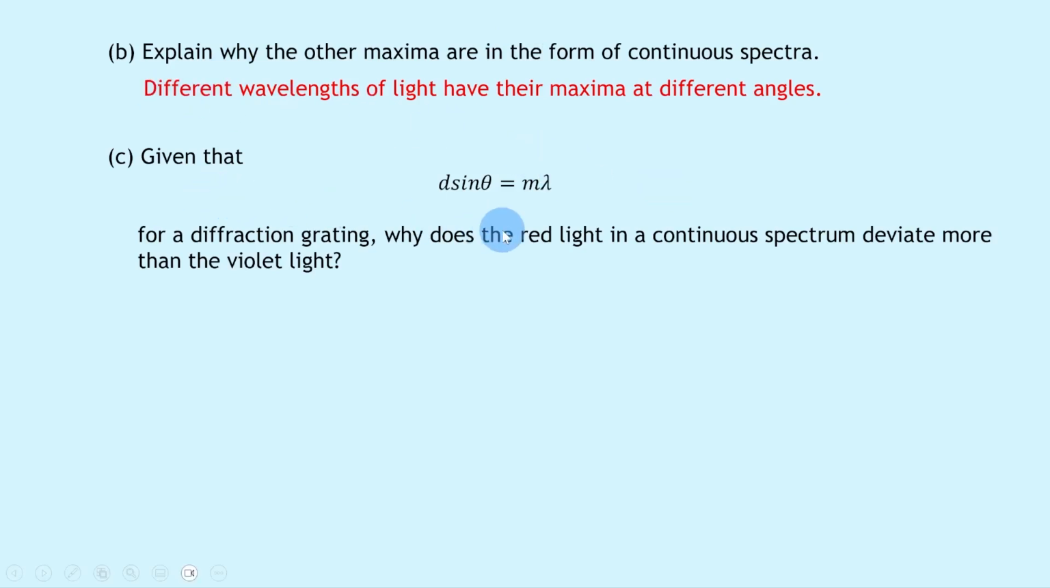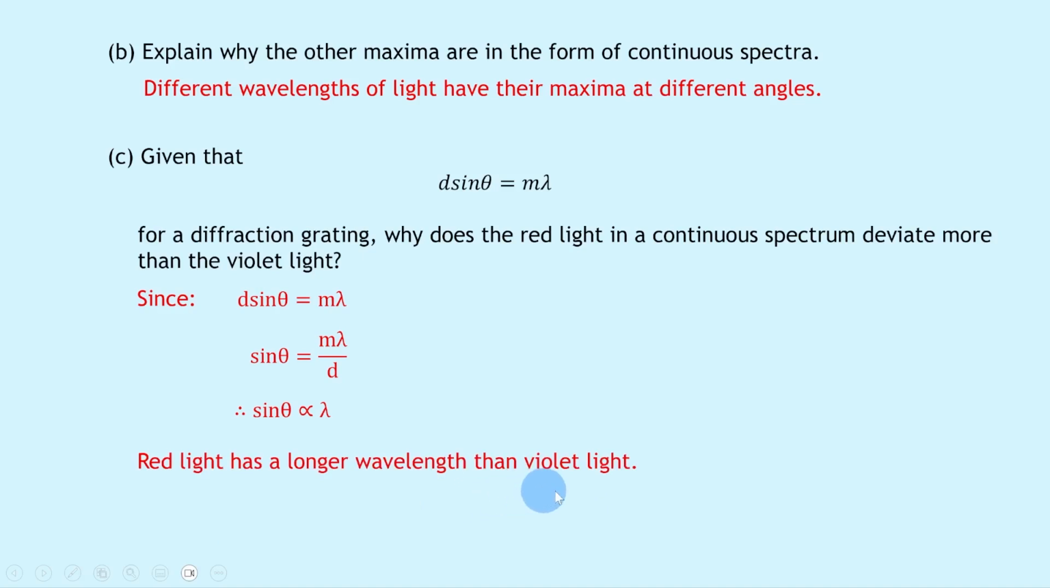Part C says given that d sin θ = mλ for a diffraction grating, why does the red light in the continuous spectrum deviate more than the violet light? Well, we can say that since d sin θ = mλ, rearranging for sin θ, we can divide both sides by d to get sin θ = mλ/d, and then we can see how sin θ and wavelength are related. So we can say, therefore, that sin θ is directly proportional to the wavelength since it's on the numerator of this fraction. And just like we said in question 2 there, red light is a longer wavelength than violet light.